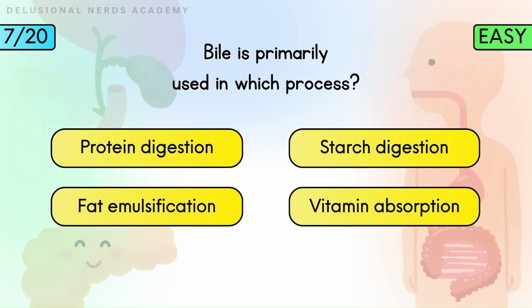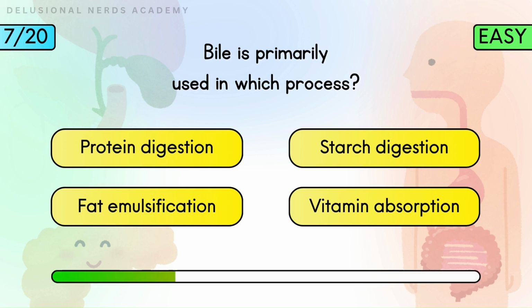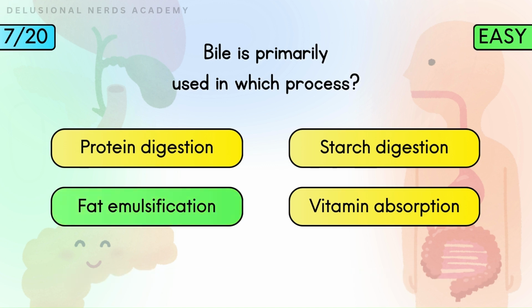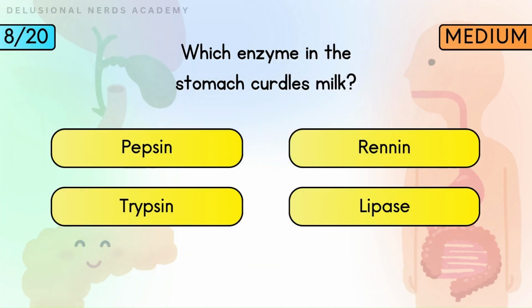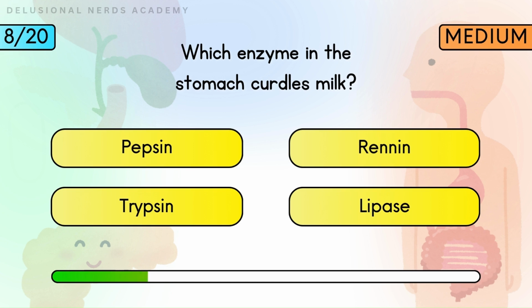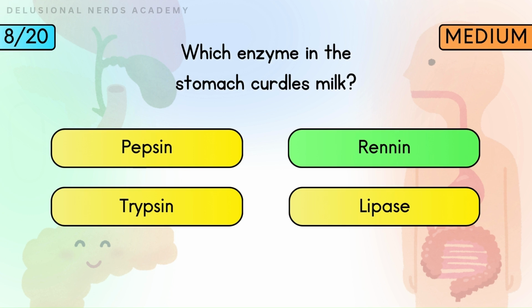Bile is primarily used in which process? Bile, produced by the liver and stored in the gallbladder, helps emulsify fats in the intestine. Which enzyme in the stomach curdles milk? Renin is a proteolytic enzyme produced in the stomach that curdles milk.